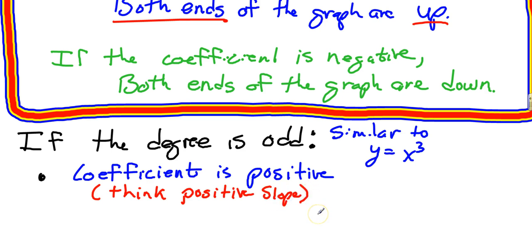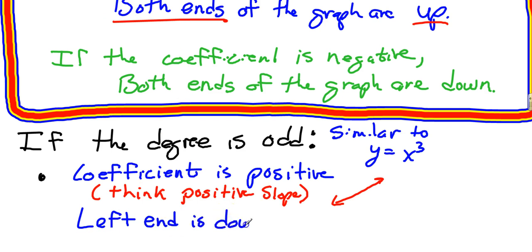So the graph is similar to x to the third, but really it's almost more similar to a mix of x to the third and just a y equals mx plus b. If it's a positive slope line, just think about what a positive slope line looks like. Just like this, right? So the left side is down and the right side is up. So if the coefficient is positive, the left end is down and the right end is up.